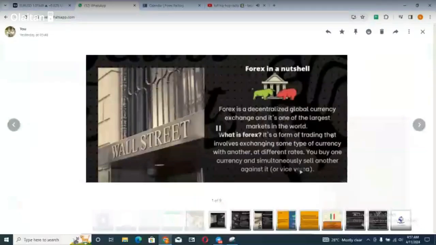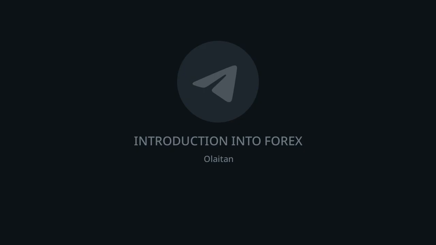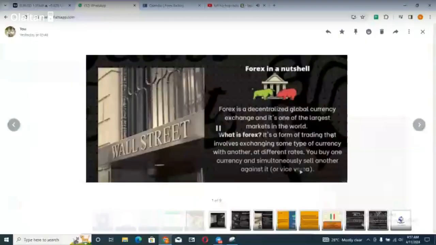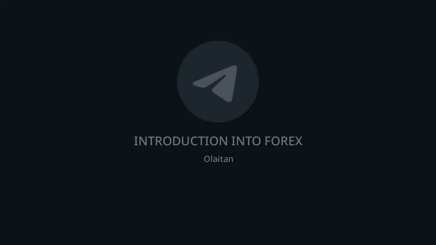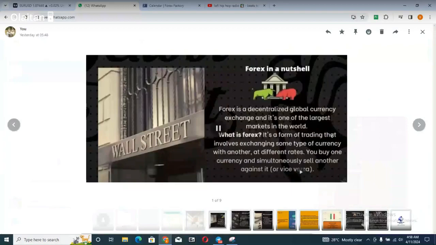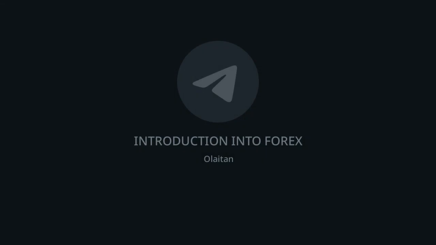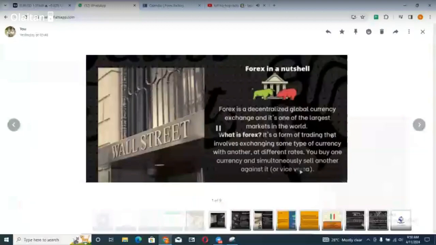So I have to buy the dollar. When I get to the United States, that's when I can use the dollar there. When I'm coming back to Nigeria, I can't use the dollar as legal tender in this country, so I have to change it back to the naira. So that's what Forex entails. It involves the exchange of some type of currency with another at a different rate, buying one currency and simultaneously selling it against the other.